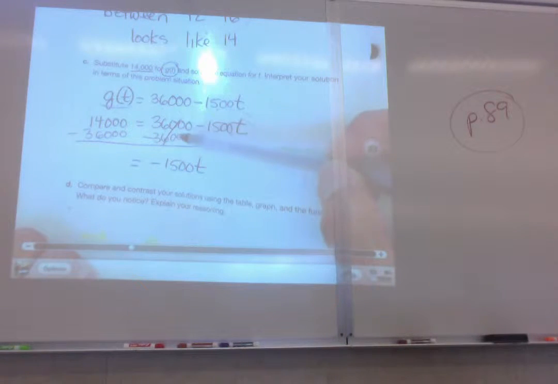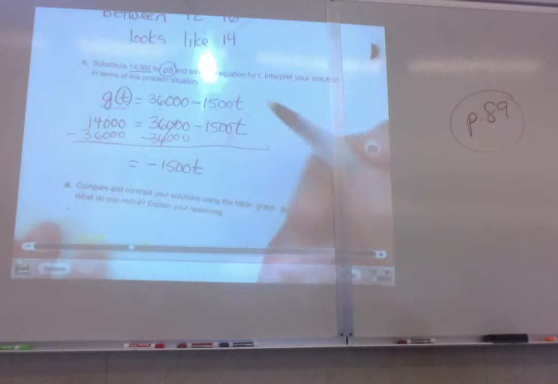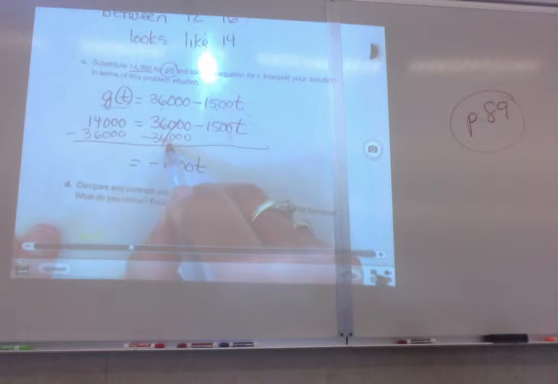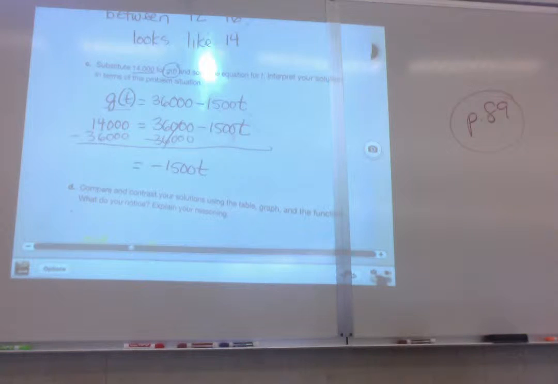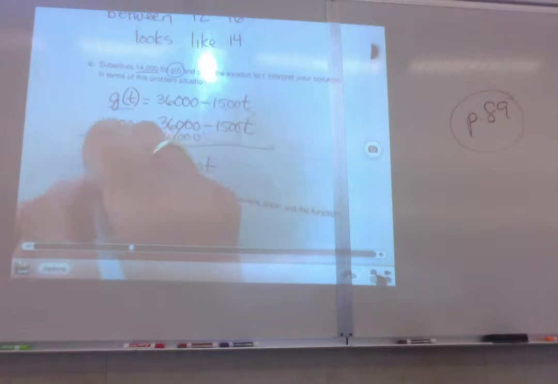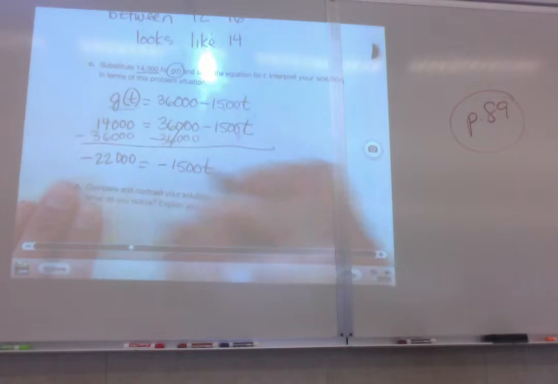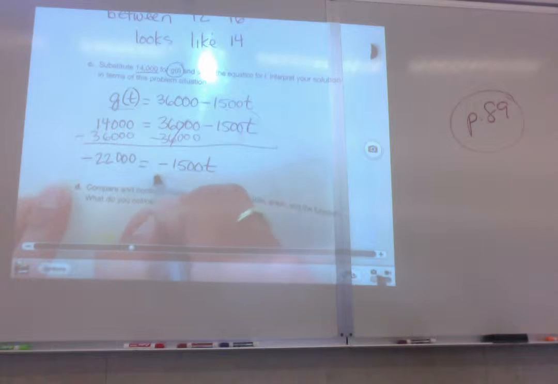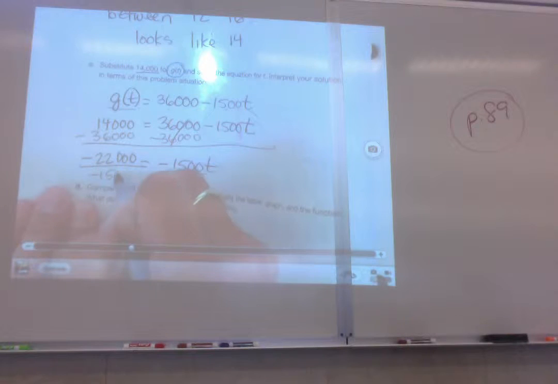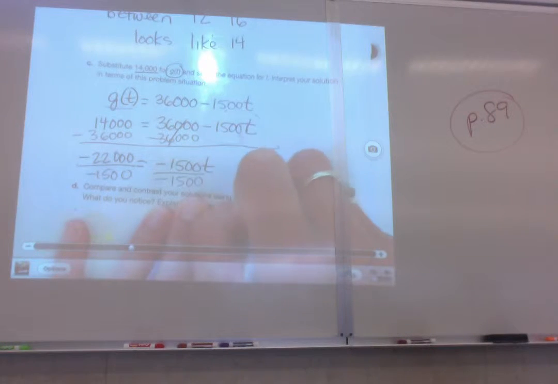whenever you're taking something away from the front of a subtraction, you need to make sure you keep that negative with the number that's behind it. So negative 1500t is the only thing left on this side after that's subtracted. What is this going to be? Who did this subtract? Negative 22,000. Then you have a negative on both sides, and we need to divide. Negative 1500, negative 1500.